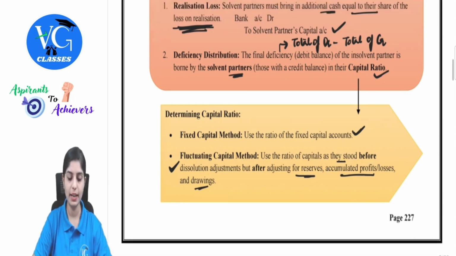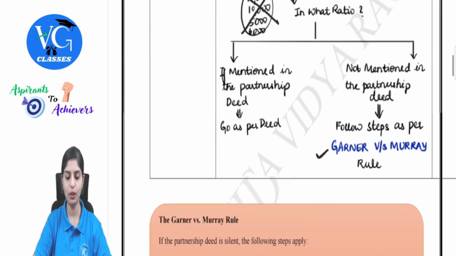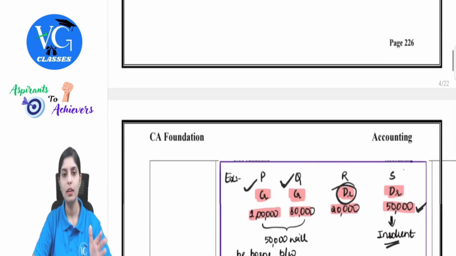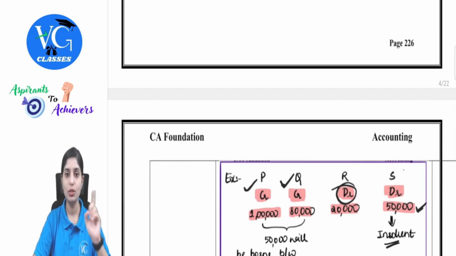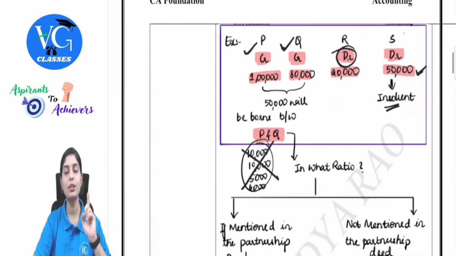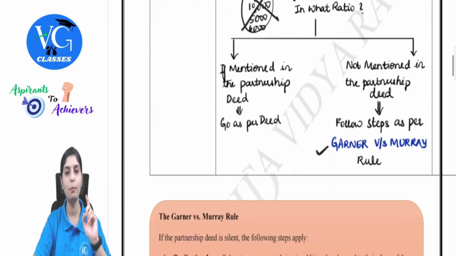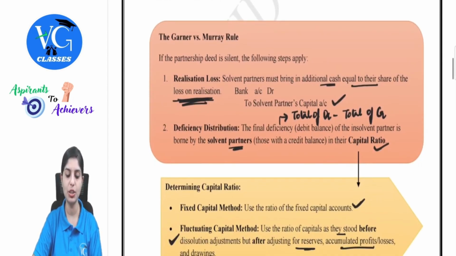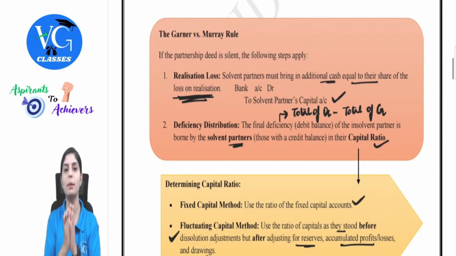So what did we understand here? First of all, there is insolvency of a partner. In this case, the deficiency created due to insolvency has to be borne by the solvent partners. Solvent partners means those partners who have a credit capital balance. How will this be done? If something is mentioned in the partnership deed, we will go as per the partnership deed. If nothing is specified, we have to apply the Garner versus Murray rule, in two steps.